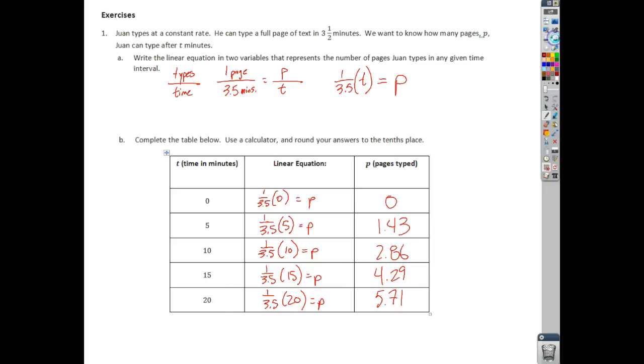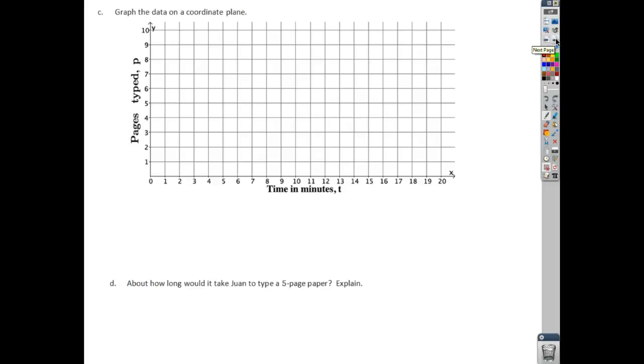Okay, so next, what are we going to do? Let's graph the data on the coordinate plane. We had 0, 0, so that's going to work there. In 0 minutes, he did 0 pages. And then in 5 minutes, he did about 1.4, so that's going to go right about there. In 10 minutes, he did almost 3, so I'm going to put it right about here. In 15 minutes it was a little bit more than 4, not quite 4.5, so about there.